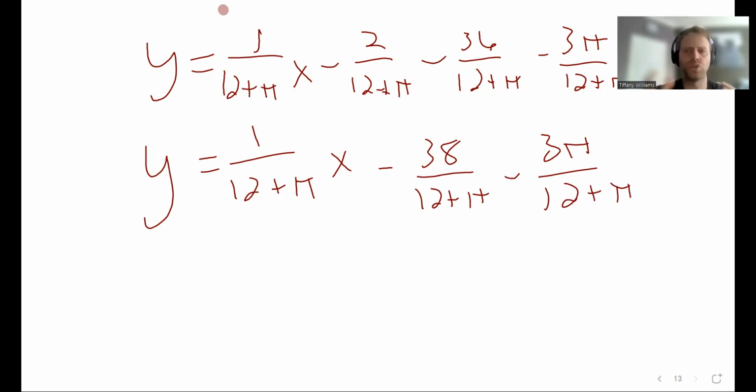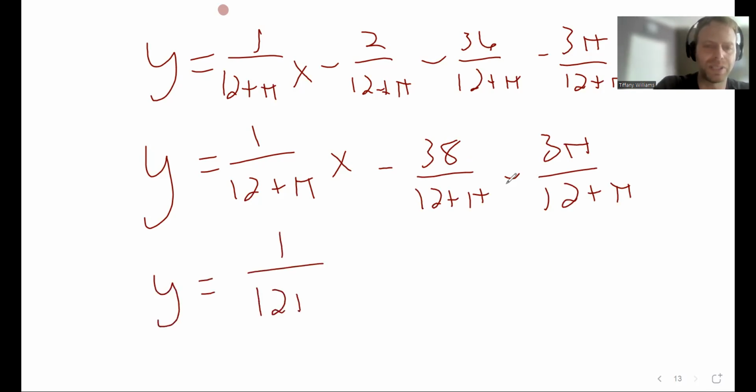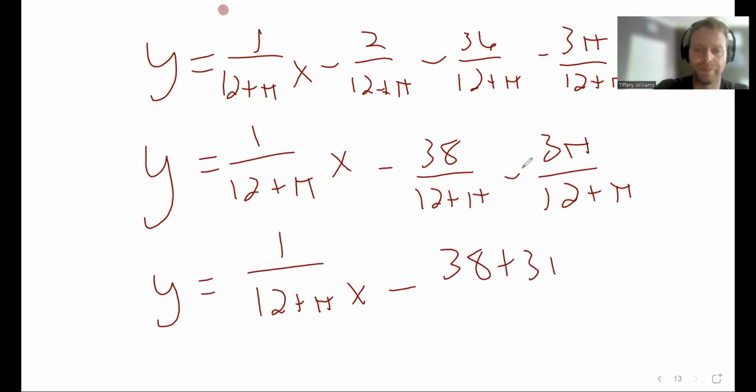So then what I'm going to do, again, is combine it back, because this part here I want to combine so that it just looks like one y-intercept, even though it looks like the messiest y-intercept ever. So we're going to have y equals 1 over 12 plus pi x. And then because they're both negative, I'm going to have a minus, and both terms in the numerator become positive because I'm factoring out the negative. So I'm going to do 38 plus 3 pi over 12 plus pi.